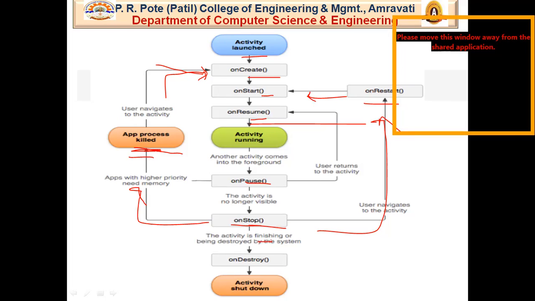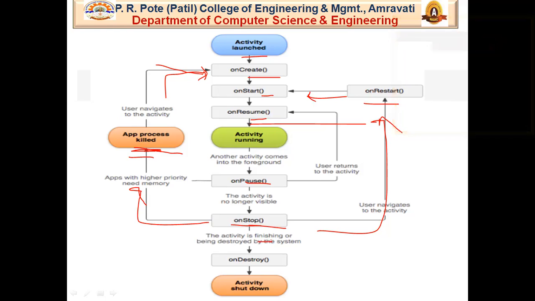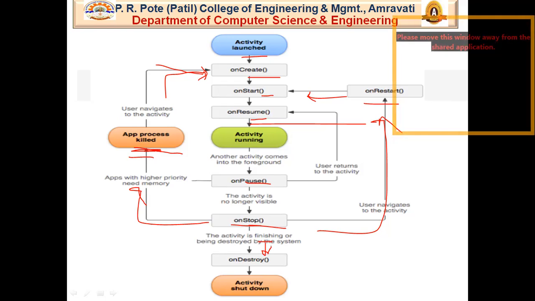Now the end result is that after the onStop method, neither does my activity come to the foreground nor are other applications asking for my memory. So what happens? onStop immediately falls onto the onDestroy method. So after onDestroy, the activity has shut down. Now the activity is closed down, and this generally happens on calling the finish function. That means this activity is shut down.